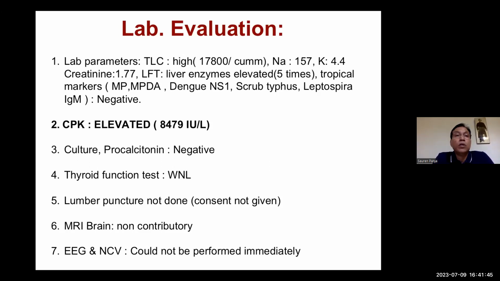Sodium was on a higher side, creatinine was 1.77. That time the patient was almost anuric also. So clinically as well as by criteria, the patient had already developed AKI, and liver enzymes were elevated, troponin markers were negative. CPK was elevated at 8,400, and all the cultures we sent, procalcitonin was negative, thyroid function test within normal limit.